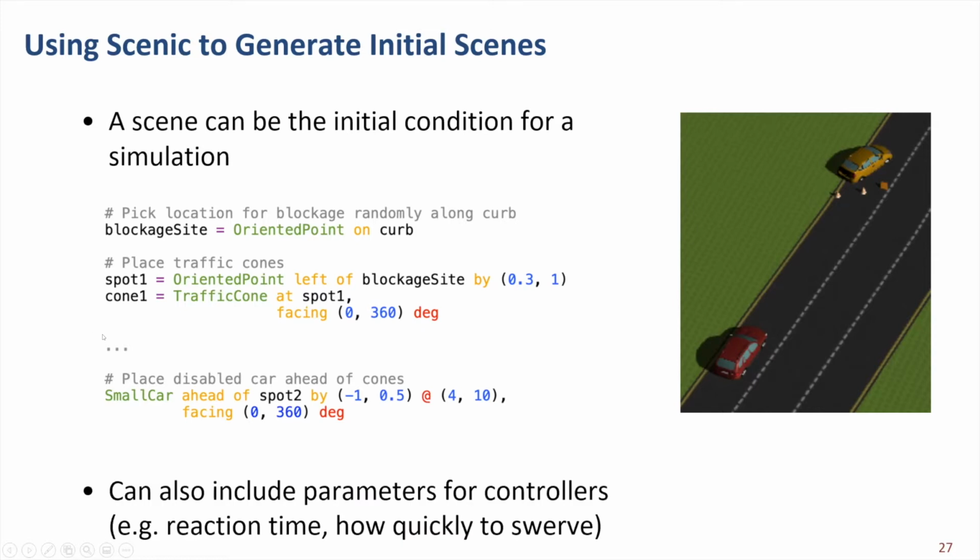We can also expose parameters for controllers that are defined in the underlying simulator if we want it, right? So Scenic really allows you to expose lower level parameters from the simulator, from the system, at a high level language so that you can use this for falsification.